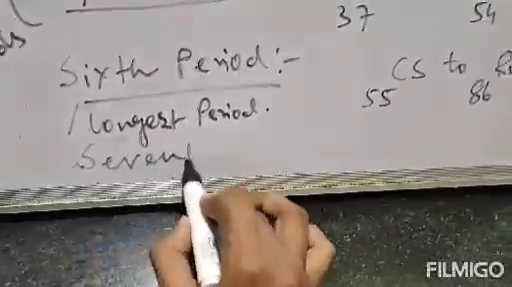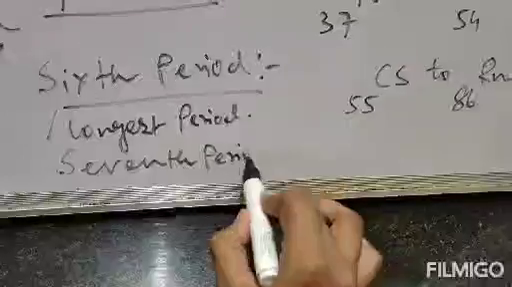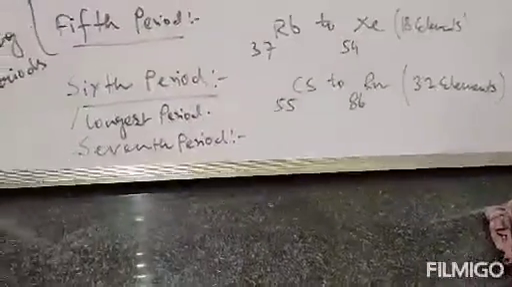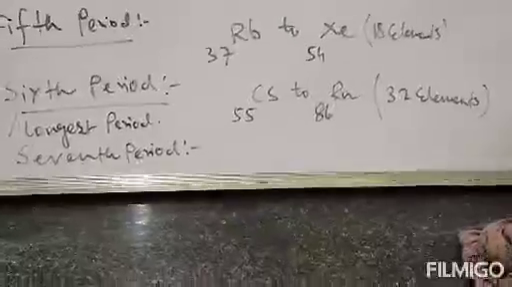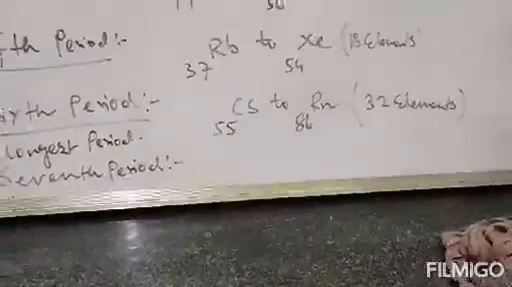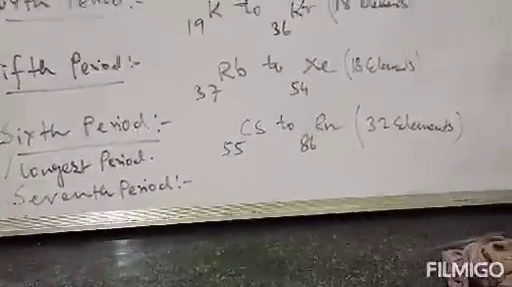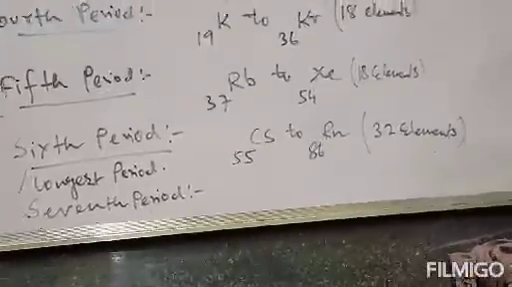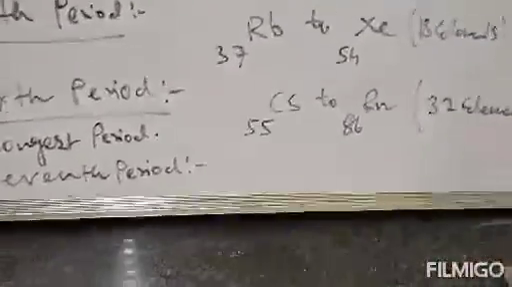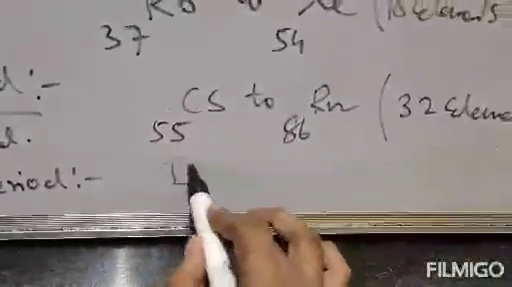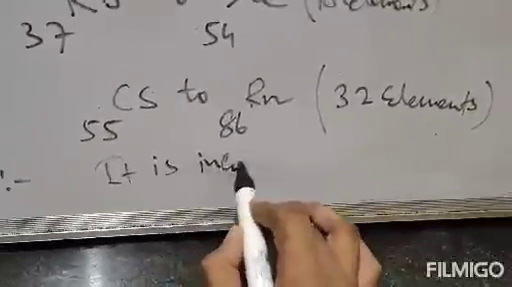At last, seventh period. The seventh period is an incomplete period. It is not fully complete. Some elements are discovered and they are put in the seventh period, and some elements are yet to be discovered. So it is still an incomplete period.